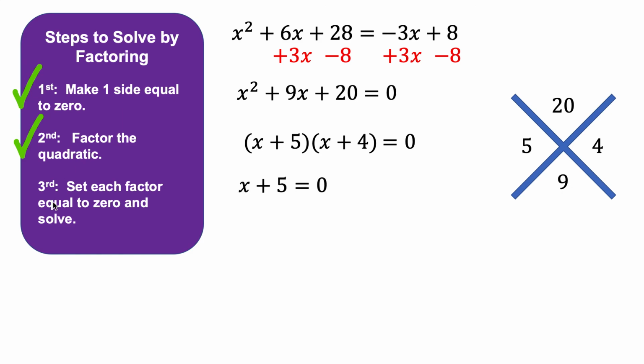Third step, go ahead and solve. So set each side equal to 0. Really simple equations here. Subtract 5, subtract 4, and you have your answers.